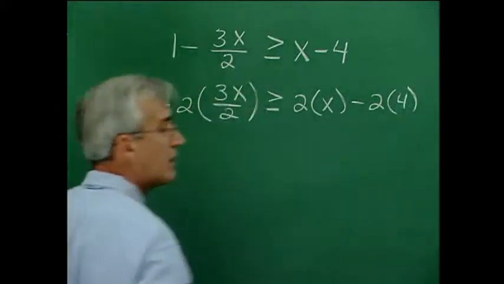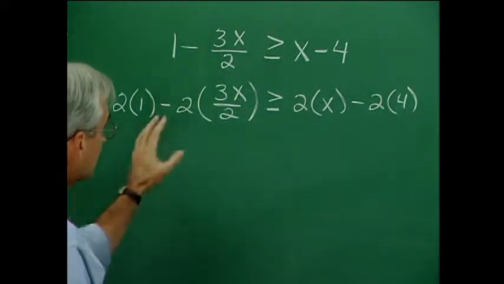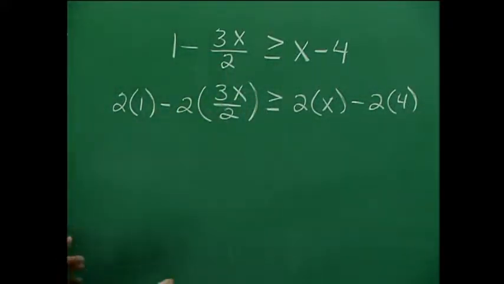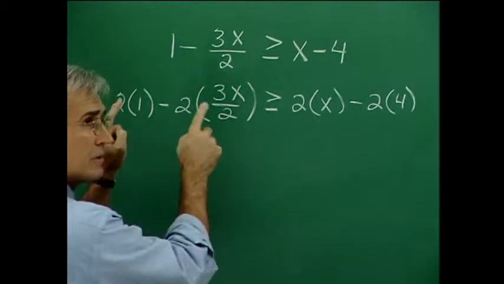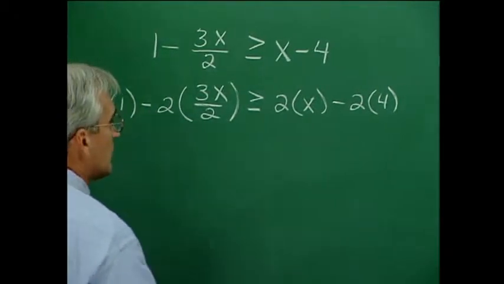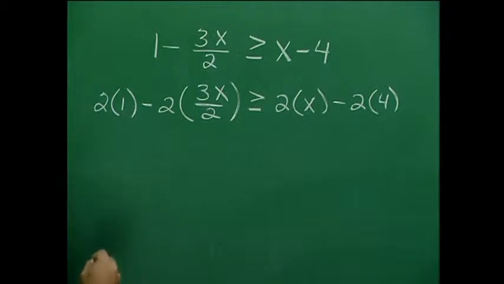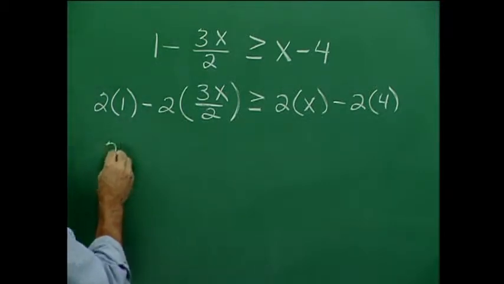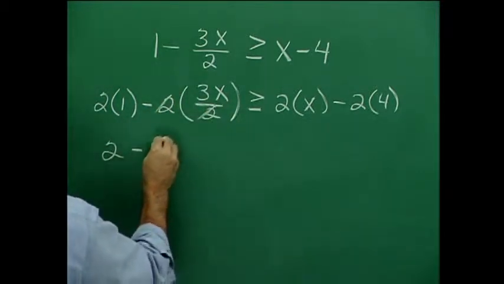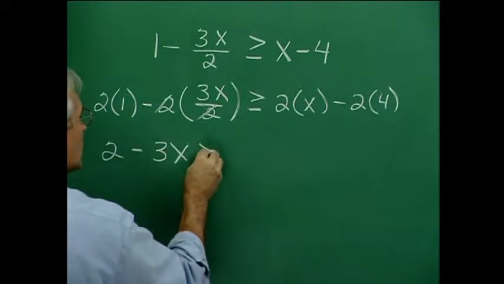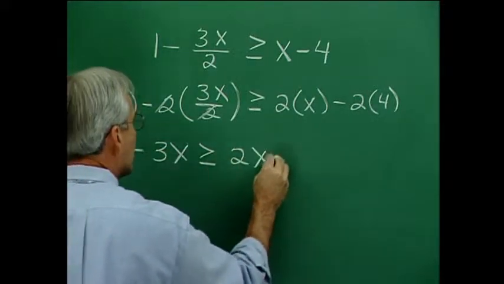Now I know it's real easy to do this in your head for this particular problem, but we want to establish the habit of showing that common denominator times each term so we won't forget to do it in the more difficult problems. 2 times 1, 2 here. The 2's go out, minus 3x. And then on the right we have 2x minus 8.